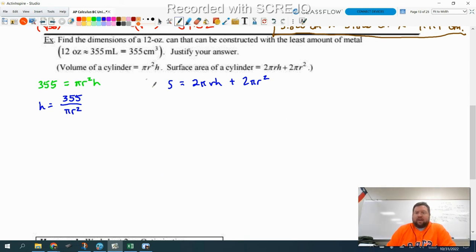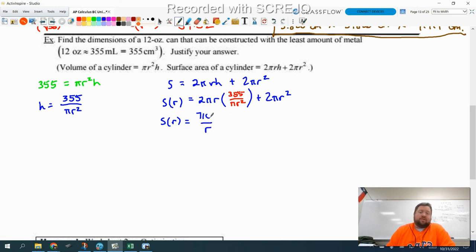All right, so I'm going to plug that in over here, and that's going to give me a function in terms of r. So 2 pi r times, plug in 355 over pi r squared, plus 2 pi r squared. All right, let's simplify. Let's see, the pi's will cancel, the r will cancel, so I'll end up with an r on the bottom, and then 2 times 355 is 710.